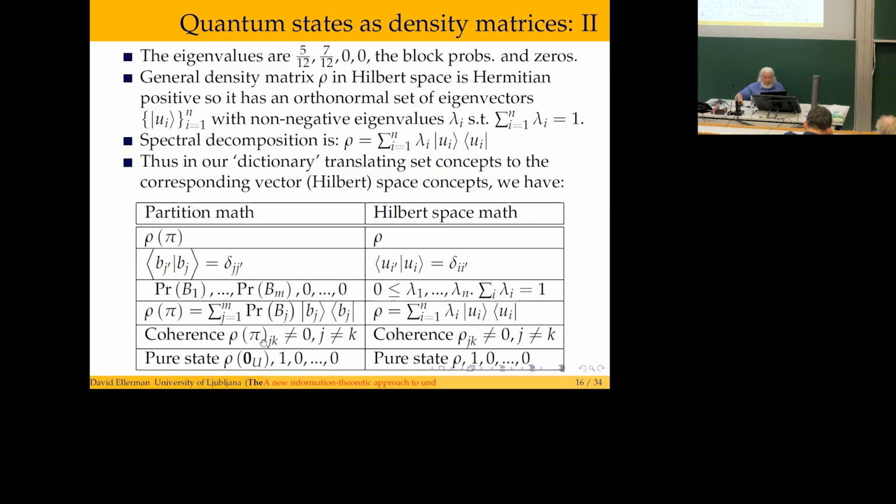Coherence meant that if the rho of pi, j k, was non-zero, it means they're in the same block. And that's exactly what's called coherence in general density matrices in quantum theory. Take a pure state here. So what are the eigenvalues of a pure state density matrix? One, and the rest are zeros. And that's exactly the eigenvalues of the pure state, which you see at the bottom of that partition lattice, the indiscrete partition where everything is blobbed together in a pure state. So a complete dictionary here.